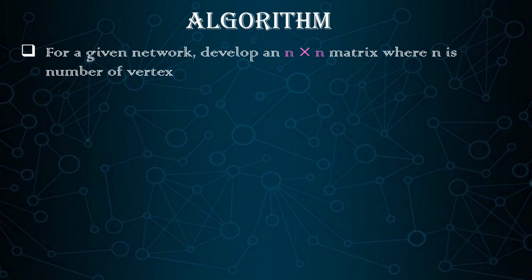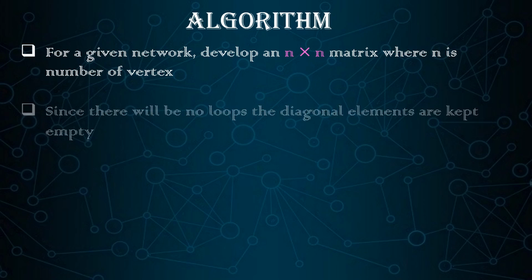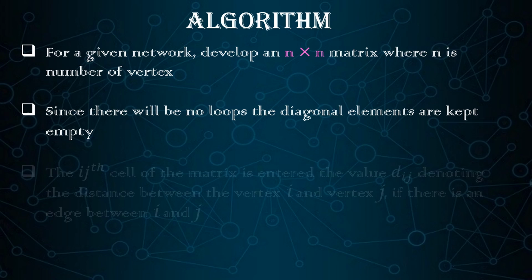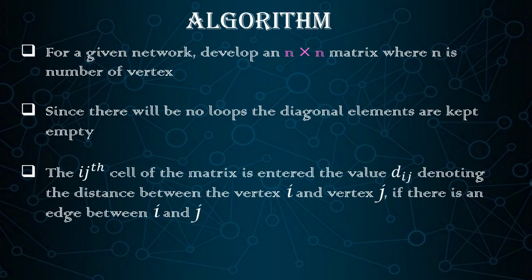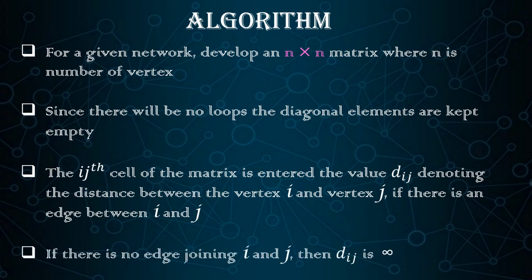Now we shall discuss the algorithm. For a given network, develop an n cross n matrix where n is the number of vertices, and since there will be no loops, the diagonal elements are kept empty. The ijth cell of the matrix is entered the value of dij, denoting the distance between vertex i and vertex j if there is an edge between i and j. And if there is no edge between i and j, the dij is kept infinity initially.